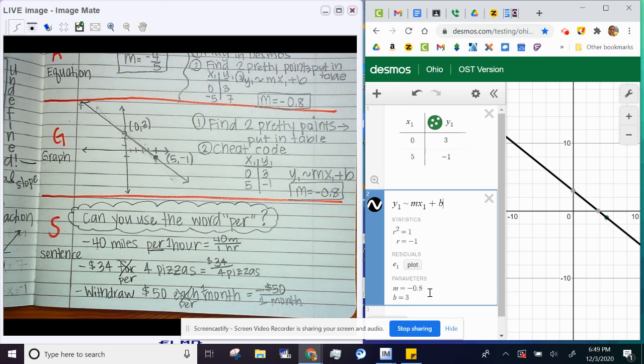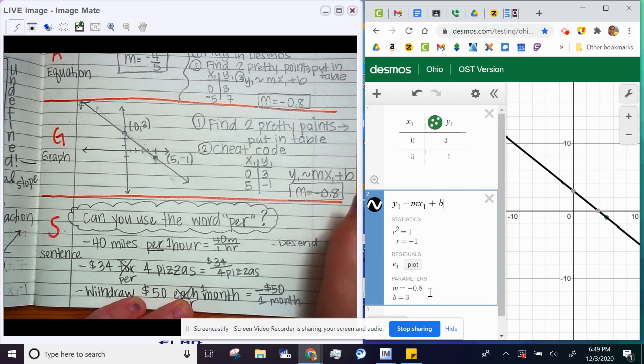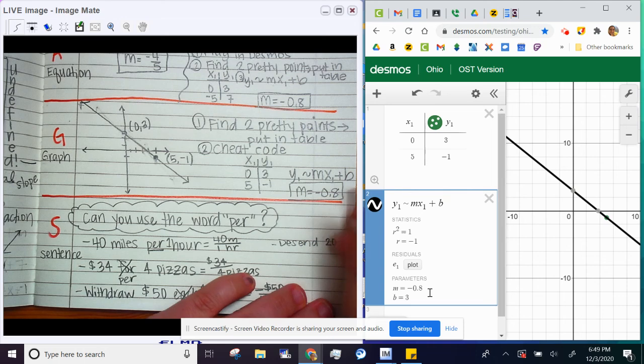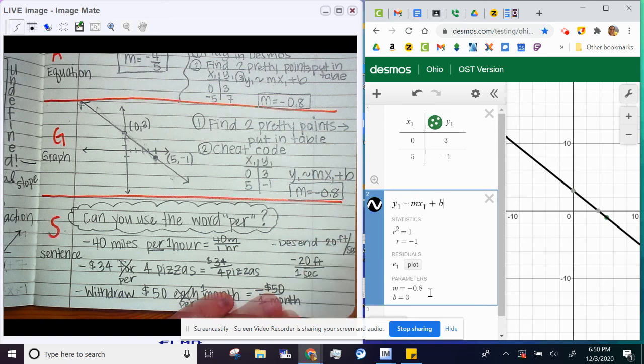Some other ones we could have are like descend. Let's put one more in here. Descend. Do you know what that means? Descend means go down. 20 feet over seconds. Remember that could say 20 feet per second, so my slope would be negative 20 over 1 second, or negative 20 feet over 1 second. So always think about, can you use the word per?